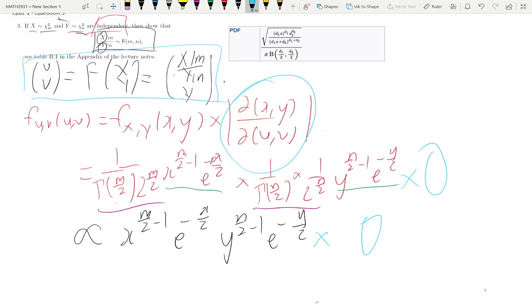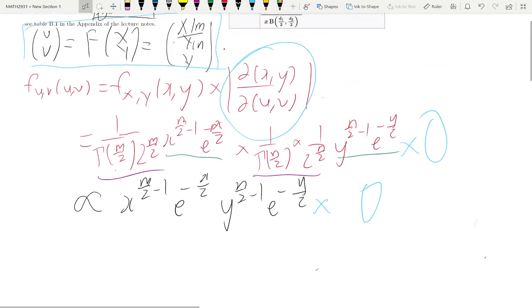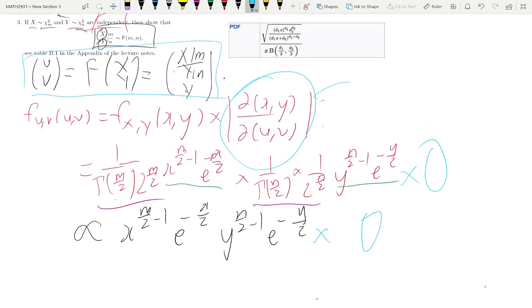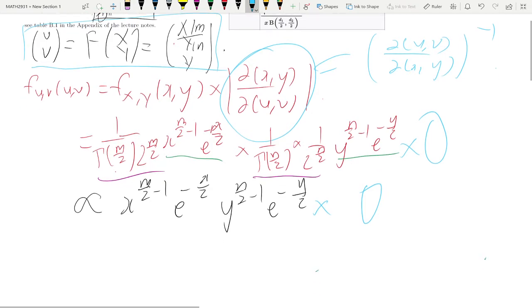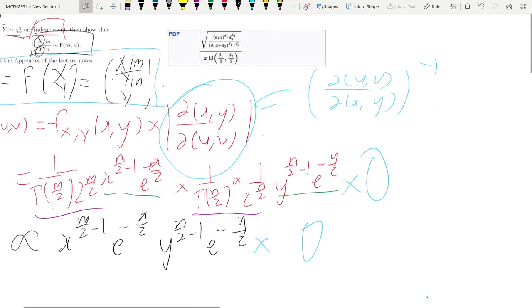Right? So it's easier to do the reciprocal of this function. It's easier to find the derivative of u and v with respect to x and y, because you already have u and v in terms of x and y. If you just do the Jacobian, I'll do it right over here real quick, just differentiate it.